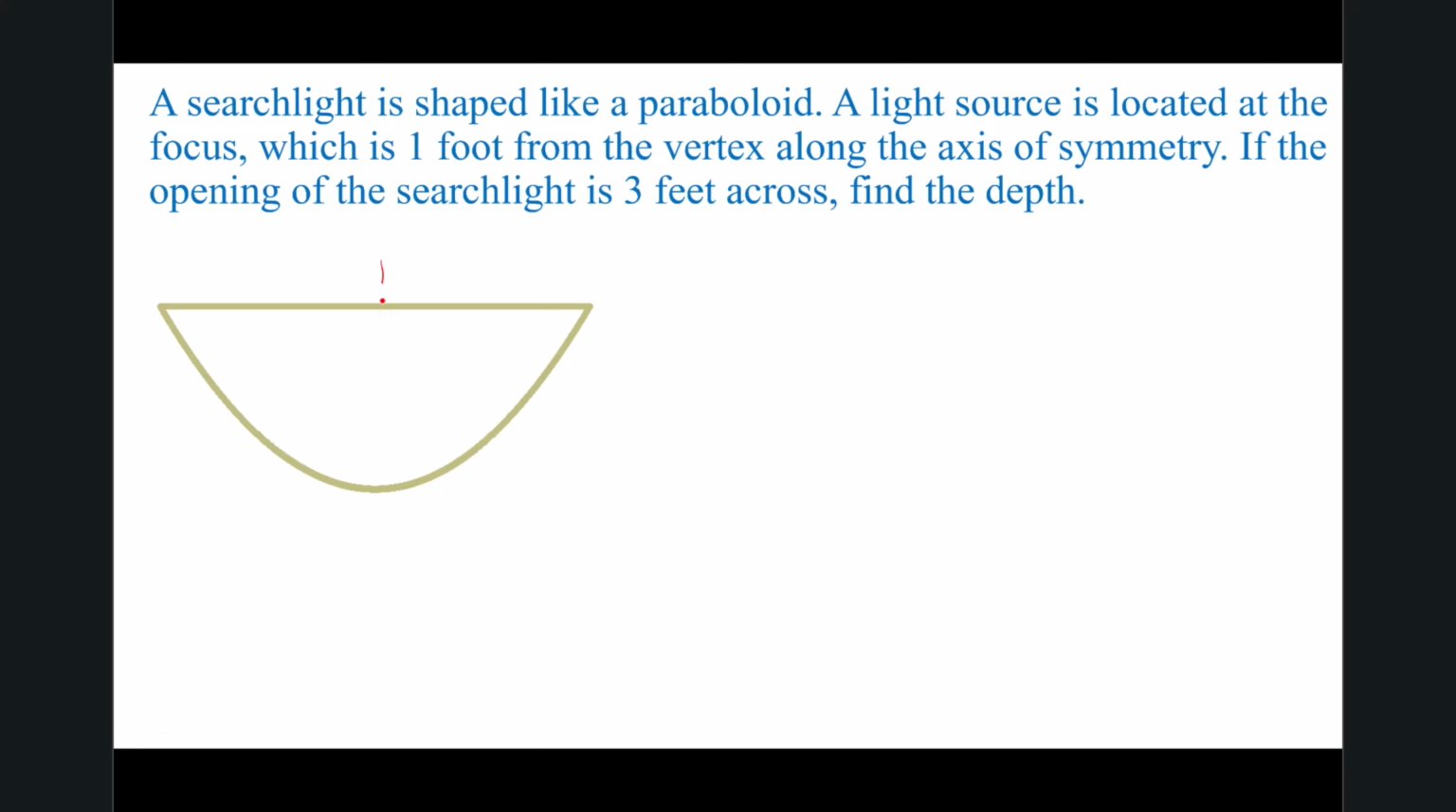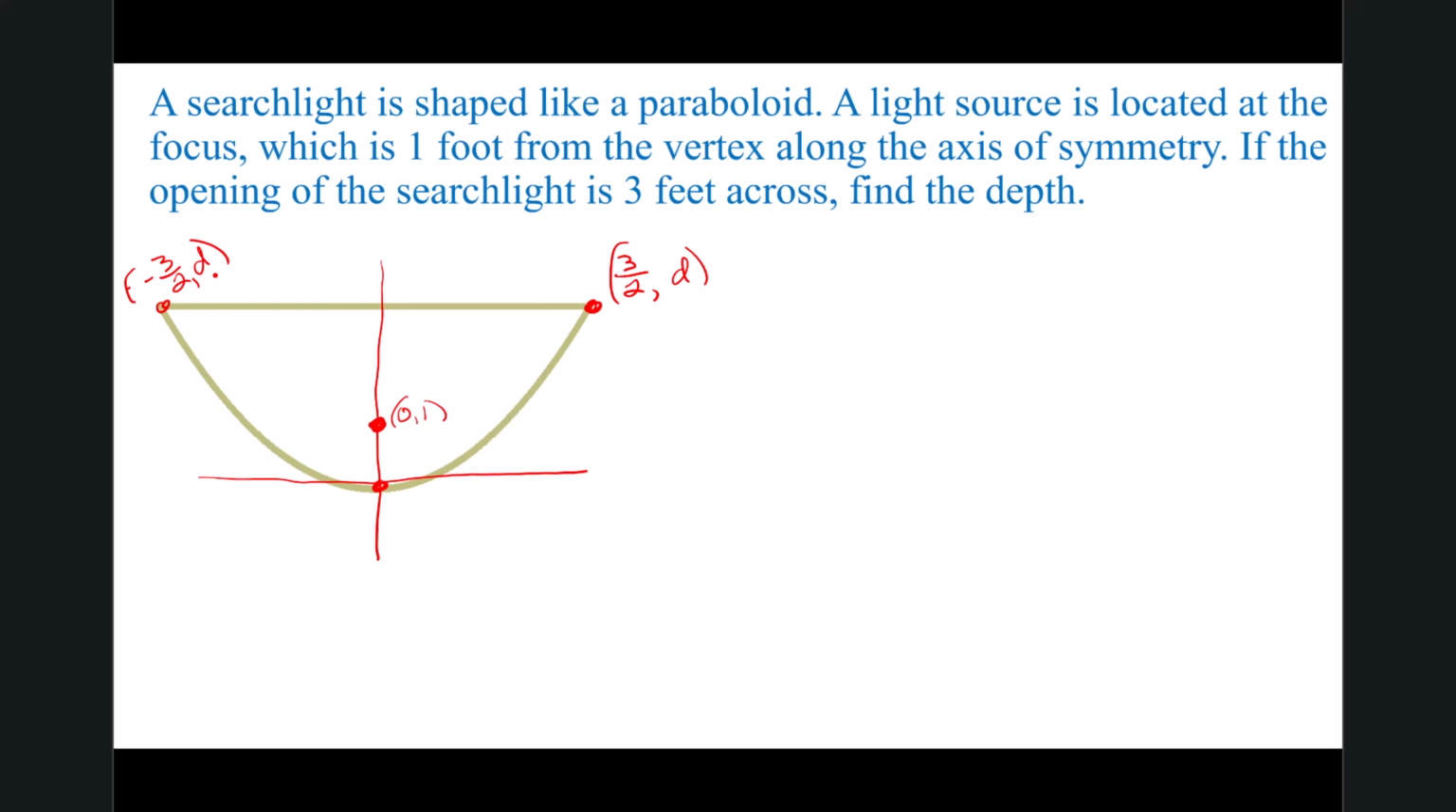So if I have a parabola here, and I'm going to put the vertex at (0, 0) to make this easy, and then we have a focus right here, which would be the point (0, 1), or 1 up from the vertex. It says that the focus is 1 foot away from the vertex. And the opening of the searchlight is 3 feet across. So if it's 3 feet across altogether, then this point would be (3/2, whatever the depth of this is). And this point over here would be (negative 3/2, whatever the depth of this searchlight is). So the opening of the searchlight is 3 feet across.